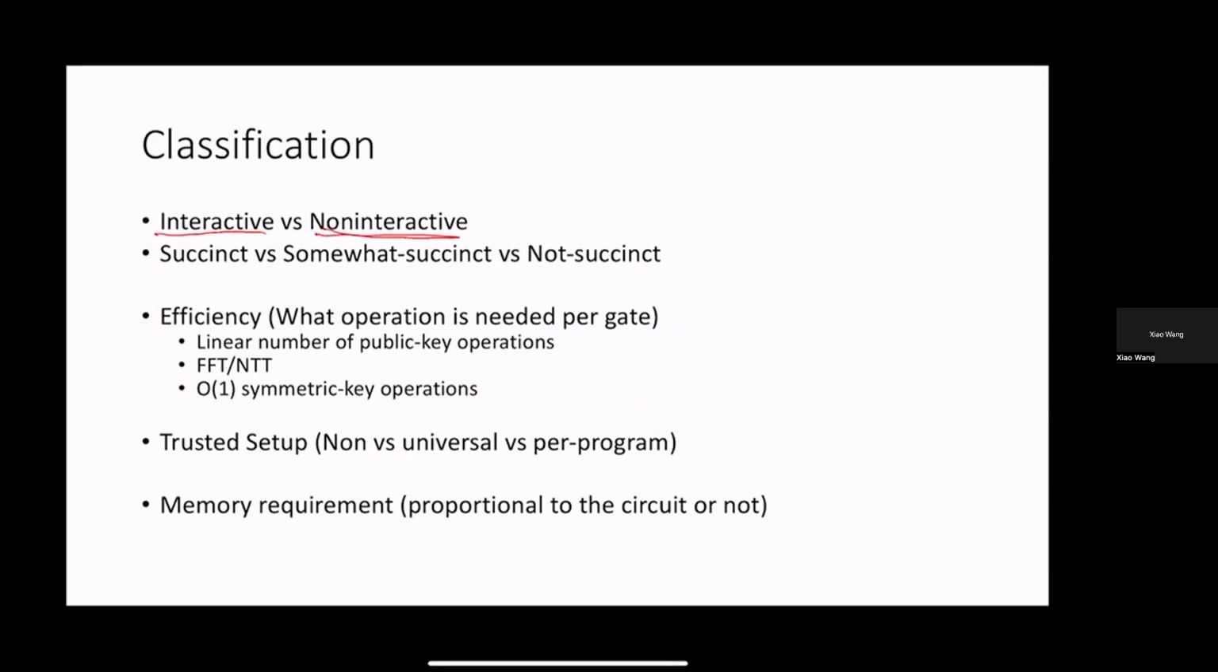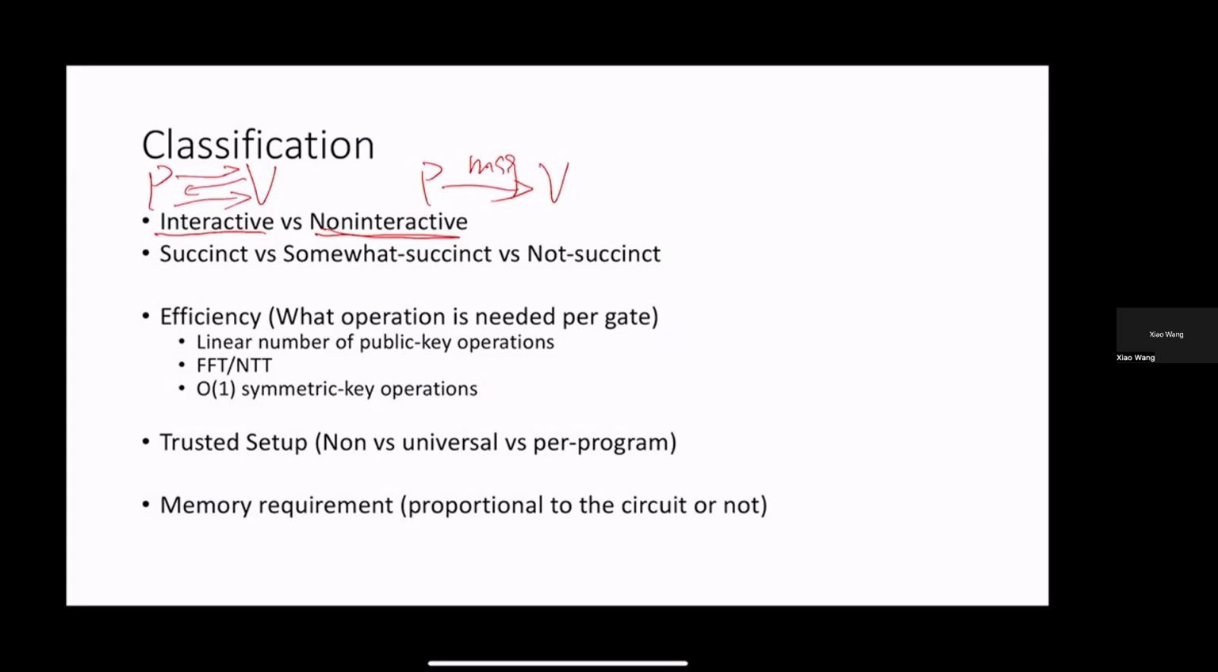Non-interactive means the prover just needs to send one message to the verifier, and then the verifier can do a local computation and output whether it accepts the proof or not. Interactive zero knowledge proofs involve multiple messages between the two parties. The prover sends a message to the verifier, who does some computation and returns another message, and then the prover sends another message, back and forth. Some interactive zero knowledge proofs can be made non-interactive using different techniques, but not all of them can.